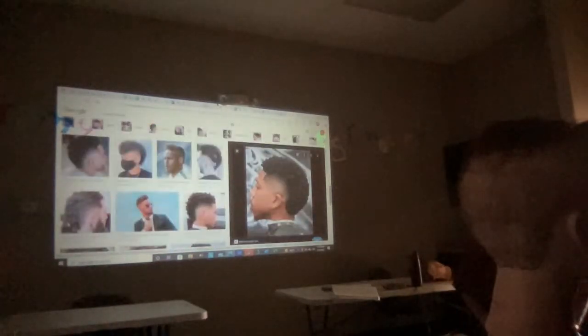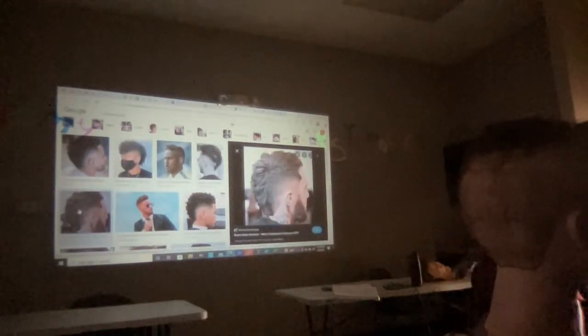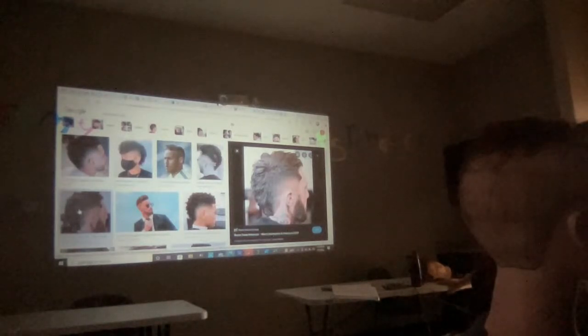I was nervous with Chris and he did this. What kind of cut is that? Light fade. Yeah, it's a light fade because you still see the hair, right? So don't get it confused.